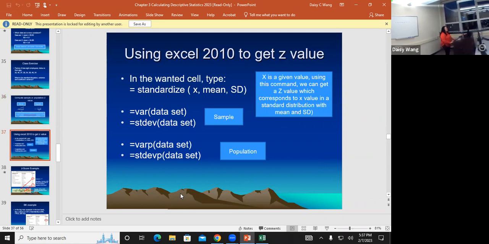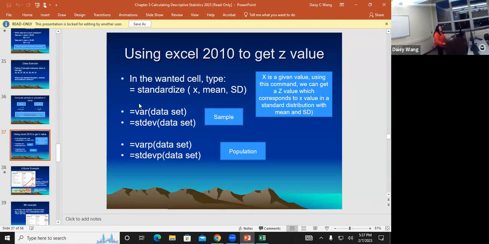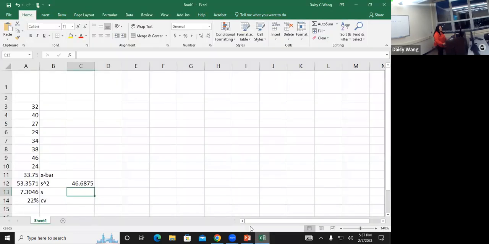To get the z value from Excel, let me see. So we can do maybe STANDARDIZE. Okay.